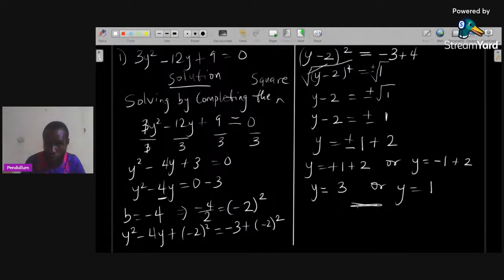If you remember the previous one we did, this is what we got as y. y is equal to 1, or y is equal to 3. So you can see that whether you factorize or you complete the square, if you do it properly, you will still get the same answer.